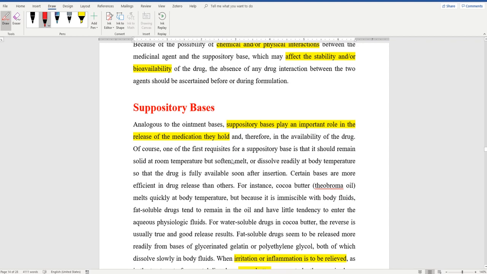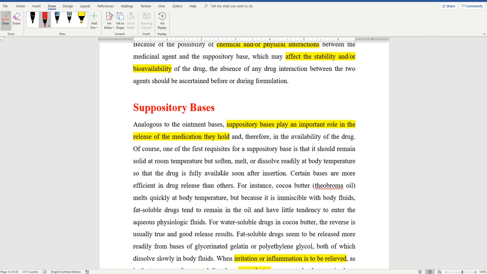For example, we said that the base will either melt, this is in oleogenous bases, or swells. Swelling means it absorbs from the aqueous medium, and it swells. And the swelling allows the drug to be released, like hydrogels, or dissolves, like PEG and glycerinated gelatin.